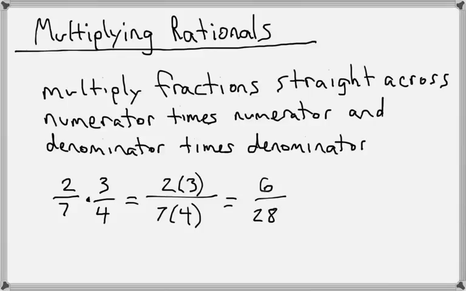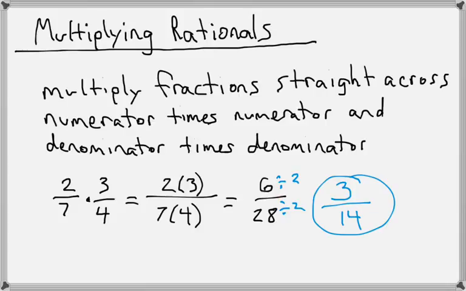Now we have to simplify that fraction. In this particular one, they are both divisible by 2, so I can divide both sides by 2. So 6 divided by 2 is going to give me a 3, and 28 divided by 2 is going to give me a 14. So there was my final answer, and that was how we multiplied with fractions that were just numbers.